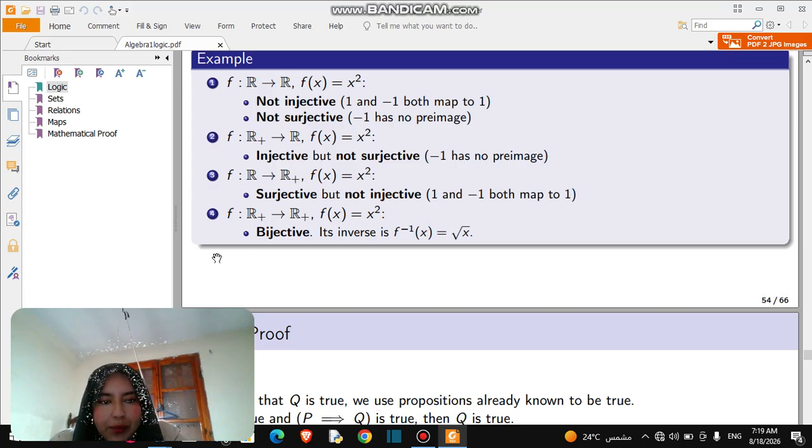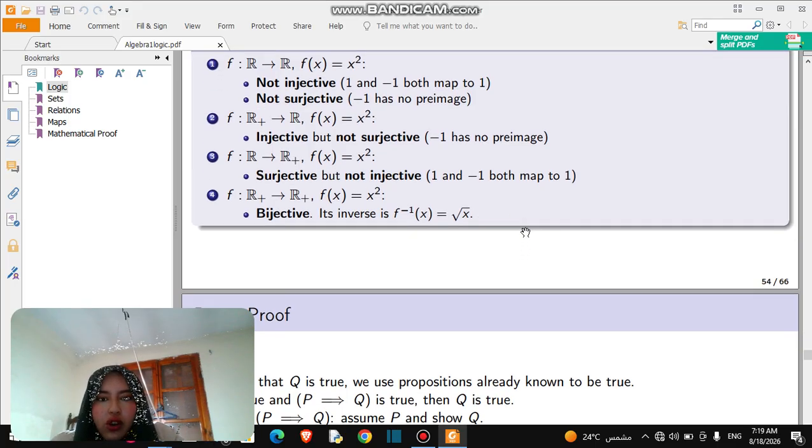But if f takes values from R plus into R plus, f of x equals x squared is bijective, because it is injective and surjective. There are no points where f of x1 equals f of x2 with x1 different from x2, so it is injective. It is surjective as well.